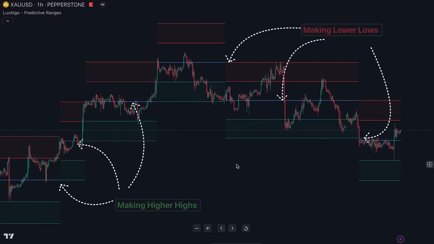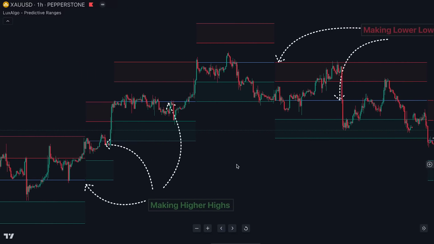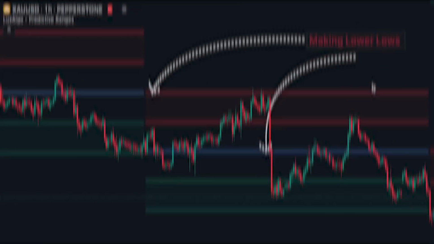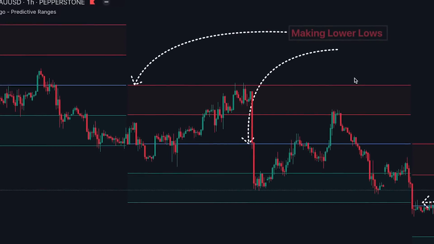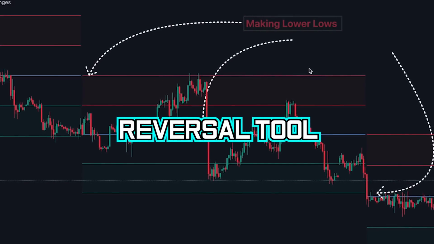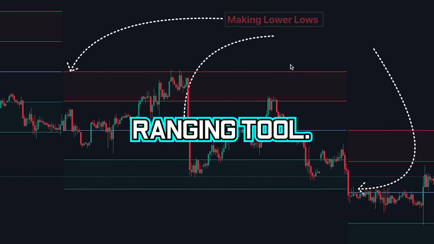The next setting we have is time frame. This allows us to see ranges of higher time frames than the one we are viewing. This is very useful as it allows the indicator to have even more dual functionality as a trend tool, reversal tool, as well as a ranging tool.